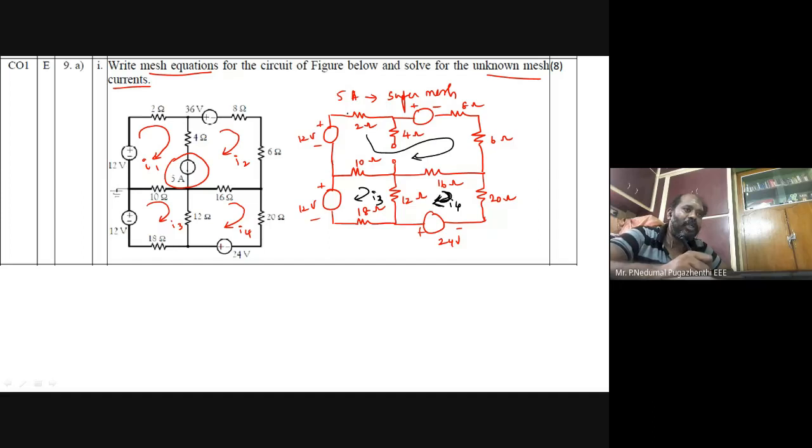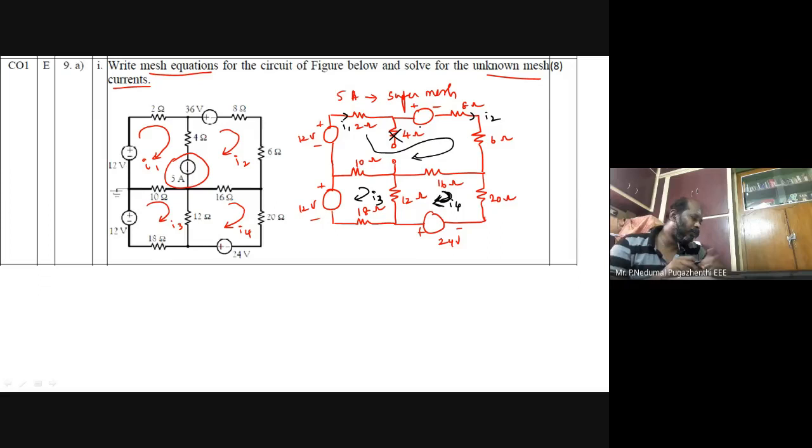This current is going to be I1 only, and this is going to be I2 only, but this has to be considered as a single loop. One complete mesh, and we have to use the currents as they are and write it. This 4 ohm is eliminated because there is no current flow in this 4 ohm, so 4 ohm is not required.